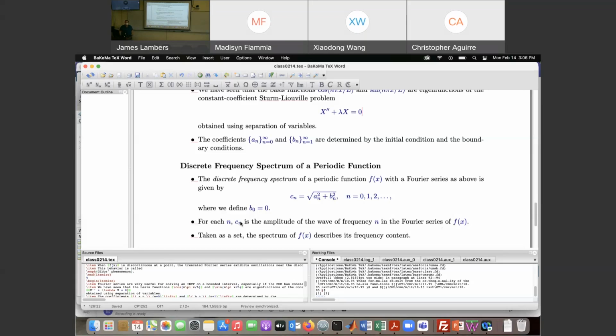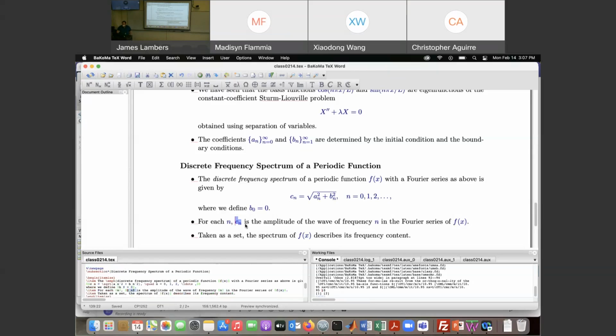So if Cn is 0 for a particular n, then f does not include a wave of that frequency. What if Cn are all 0 for n past a certain threshold? Then we can say that f of x is called band limited, that it only consists of waves coming from a certain narrow range of frequencies. And this is important for the purpose of approximating f of x using its values at selected points. You need to use enough points to cover its bandwidth, the range of frequencies for which Cn is non-zero.